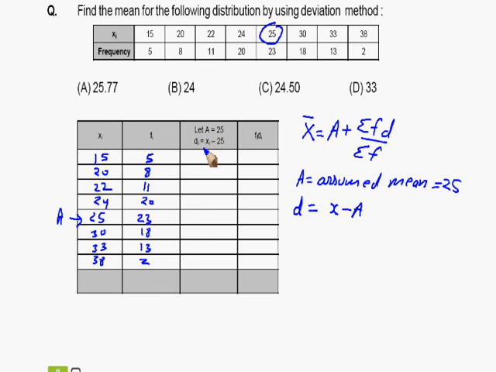Now we have to find the deviation. Deviation is defined as x minus a. So our observation is 15 and a is 25. So 15 minus 25 comes to be minus 10. 20 minus 25 is minus 5. 22 minus 25 is minus 3. 24 minus 25 is minus 1. 25 minus 25 is 0. 30 minus 25 is 5. 33 minus 25 is 8. And 38 minus 25 is 13.